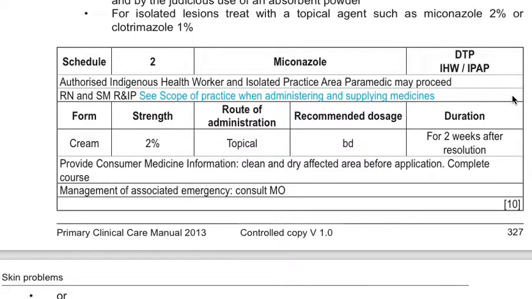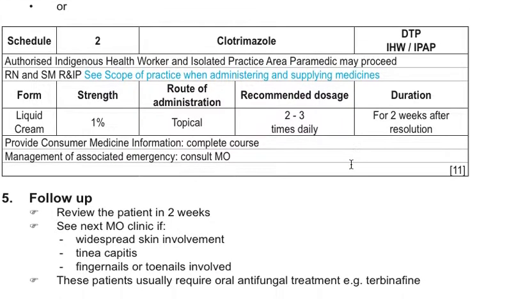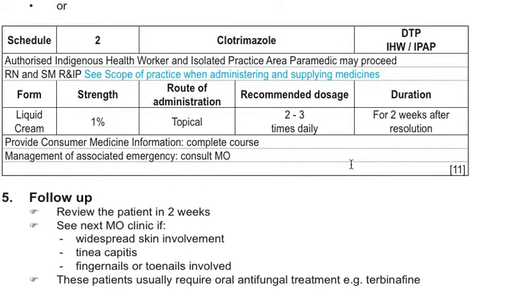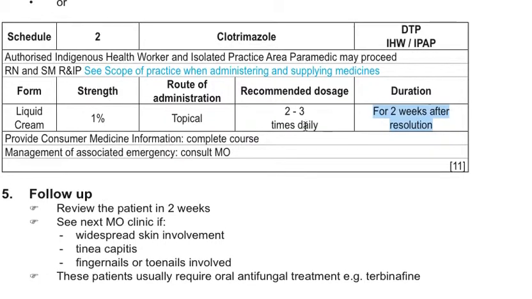Now on this schedule, you can proceed with miconazole 2%. So you want to use it twice a day, continue using it every day, but then use it for 2 weeks after it looks like symptoms have resolved. Clotrimazole 1%. Again, use it 2 or 3 times a day and use it for 2 weeks after resolution. You want to review the patient every 2 weeks or proceed on.